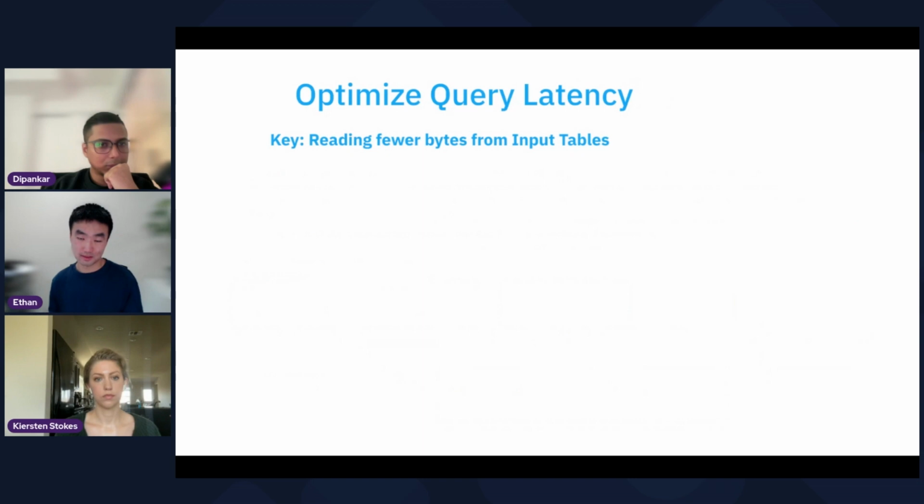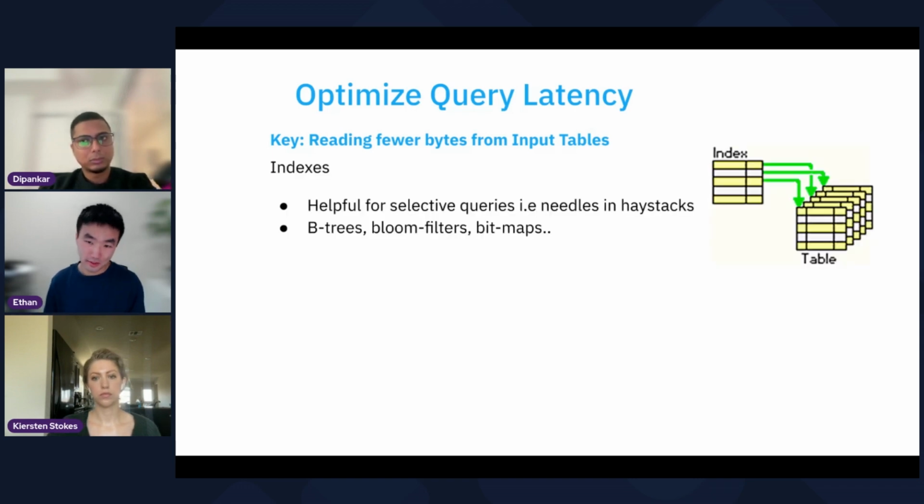So that's how clustering solves the small file problem. The third problem we are tackling is query latency. One key to optimizing query latency is reading fewer bytes from input tables, and there are three aspects here. As I already mentioned, indexes are helpful to locate potential records in the table that actually need to be fetched. It will be helpful for these kinds of needle-in-the-haystack queries. These will help actually identify the data.